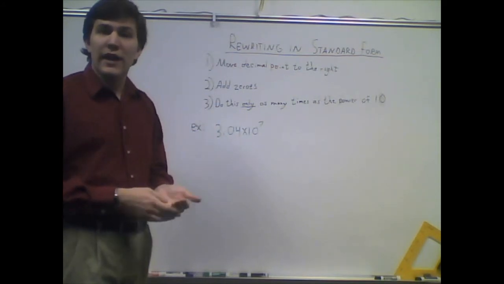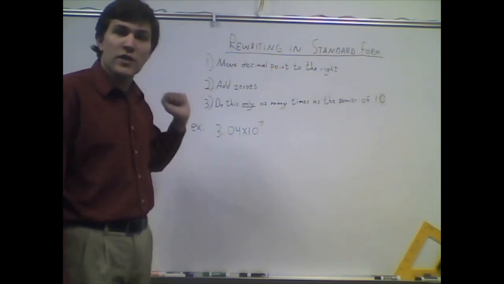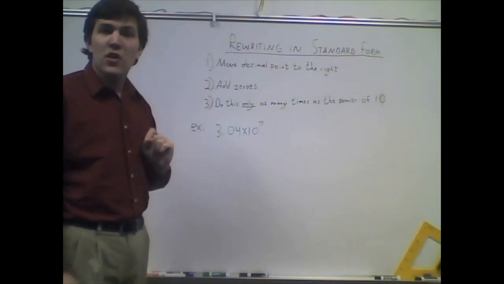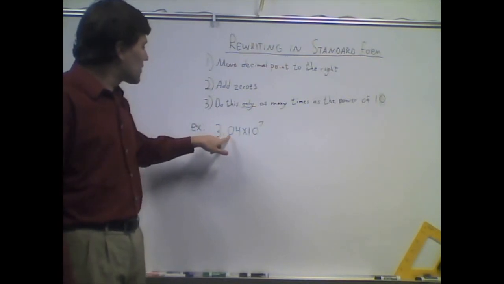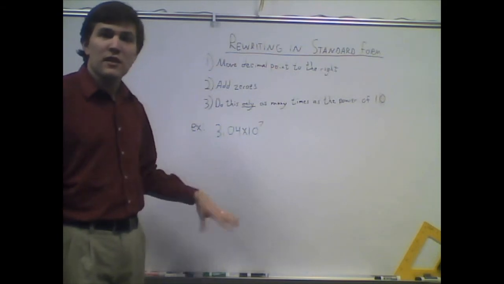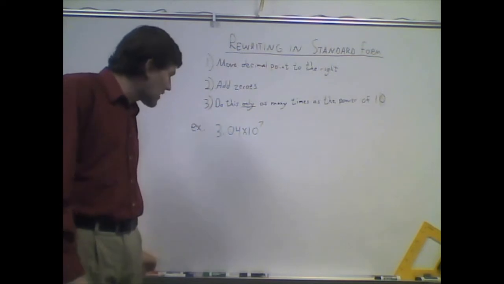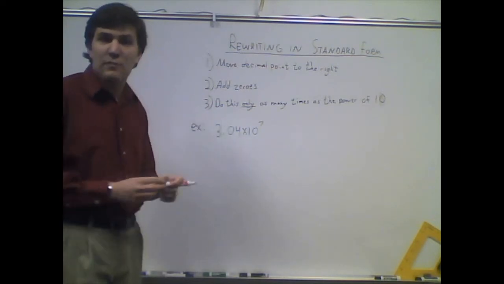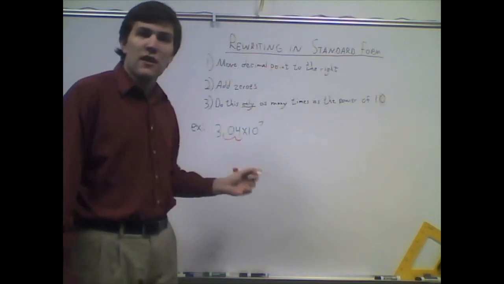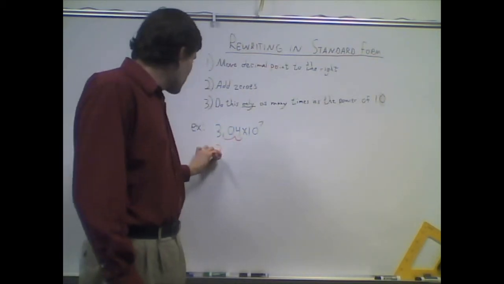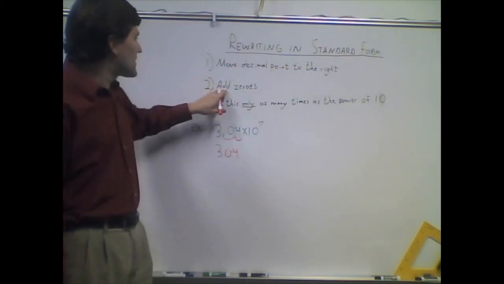So we have a process with three things to keep in mind as we go along. The first is when we are changing, we need to, before we do anything else, move the decimal point to the right. So with this problem, where we have 3.04 times 10 to the 7th, our first two steps are going to be moving this decimal point right once and twice. So I'm going to rewrite this down below with that decimal point moved. So we have 304. Next we need to add zeros.